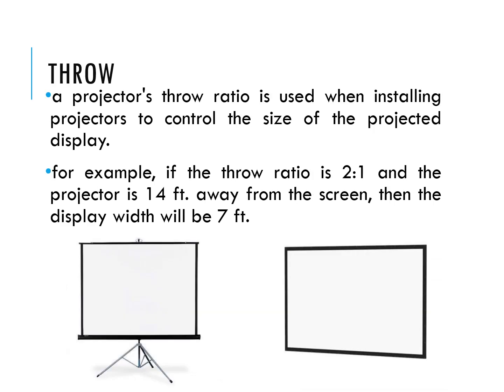So what do we mean by throw? A projector's throw ratio is used when installing projectors to control the size of the projected display. For example, if the throw ratio is 2:1 and the projector is 14 feet away from the screen, then the display width will be 7 feet.